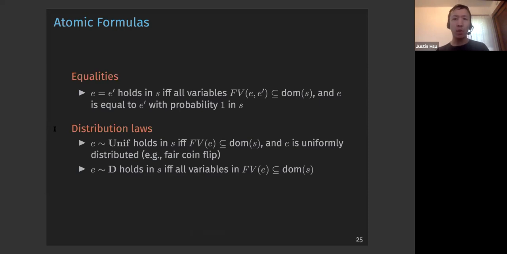We usually have distribution laws where we'll say maybe E is distributed as a uniform distribution. Again, this only makes sense if you're in a distribution where the free variables of E are contained in the domain. And furthermore, E should be uniformly distributed, say as a fair coin flip, if we're sticking with just Booleans. I'll write this formula like E is distributed as D to say that E is distributed as some unknown distribution. The only thing I know is that all of the variables inside E are defined in my distribution over memories.